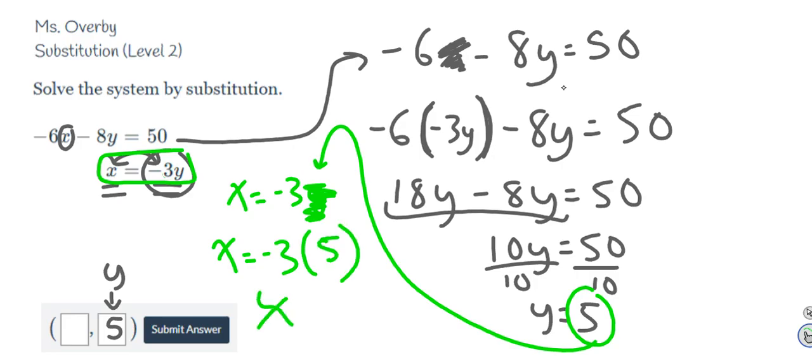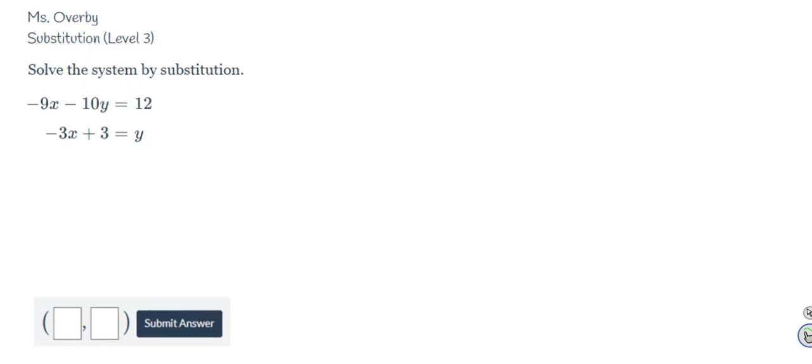And so then we pick up our calculator. -3 times 5 is -15. Once again, if we were to graph these two equations, this is where the two lines would intersect. -15, 5 is part of both of these equations. It's the only point that's part of both of the equations. All right, I think this is our last one. We can do this.